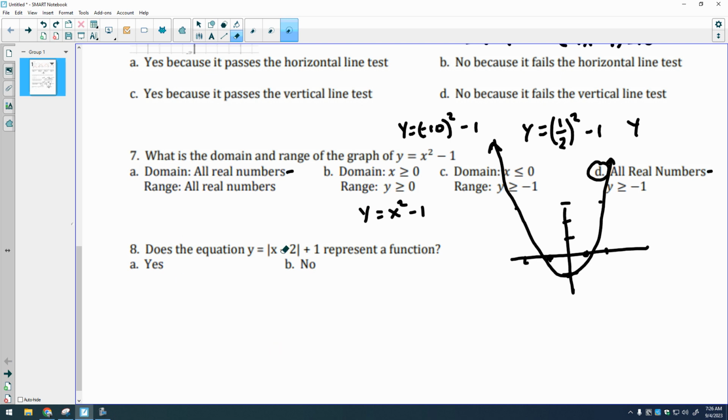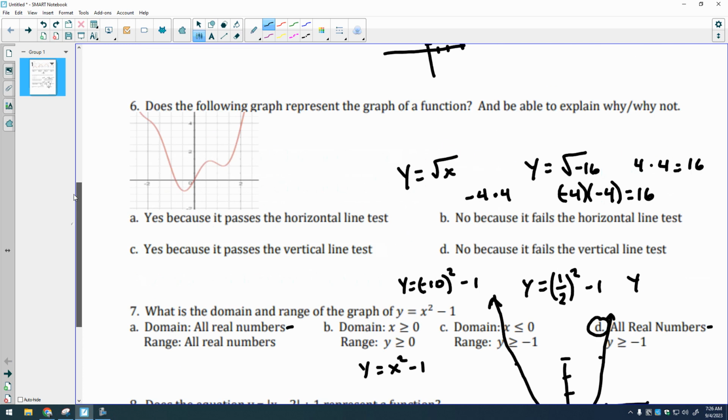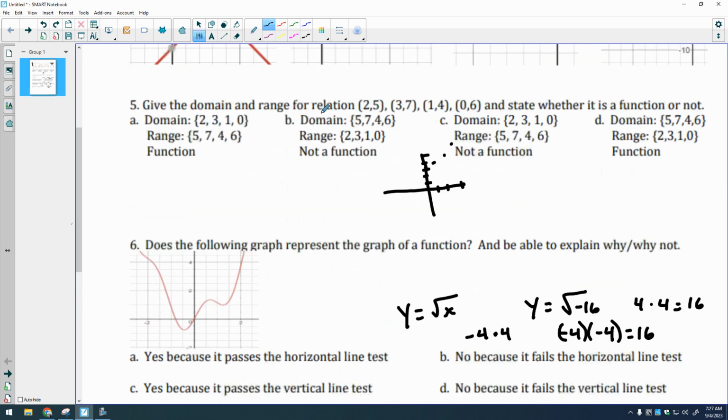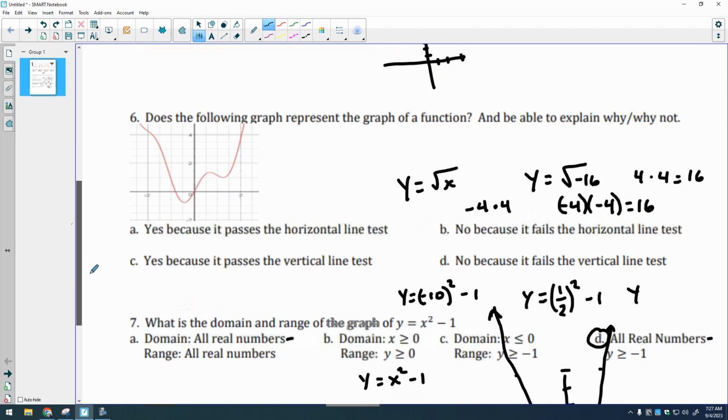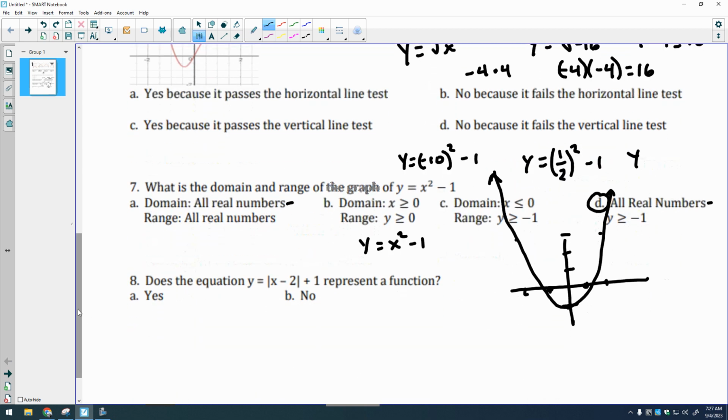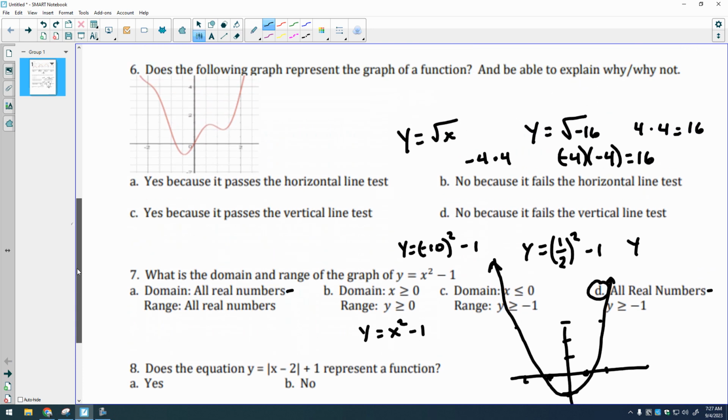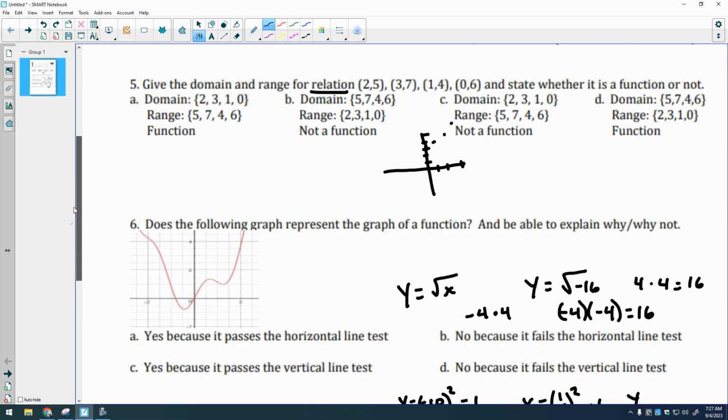So, does this equation represent a function? Question 8 was also asked. So what is this? Remember up here I said relation? What is the difference between a relation and a function? A relation has no special relationship. It's just a set of points. Okay, there doesn't have to be a pattern. There doesn't have to be any special properties. It's just a set of points.